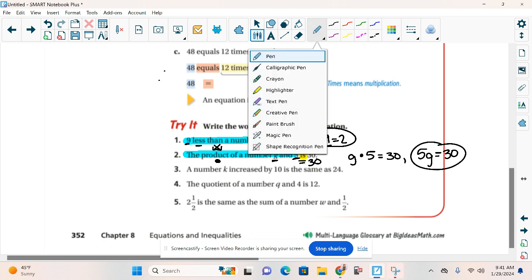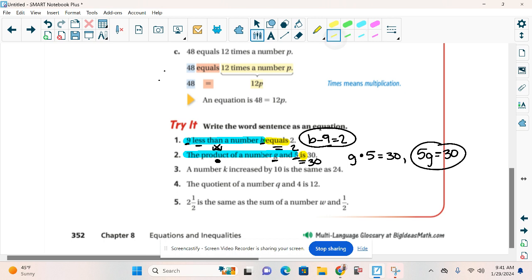Alright, get your equals highlighter. Number 3 says a number k increased by 10 is the same as 24. Is the same as. So that's our equal part. Our problem part.